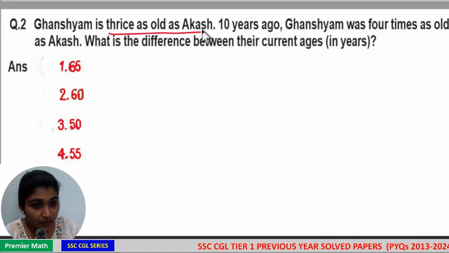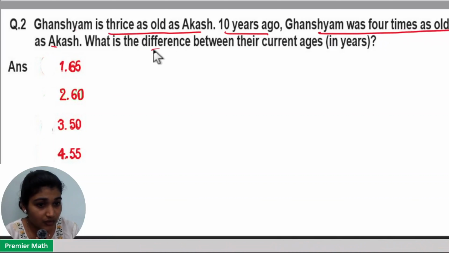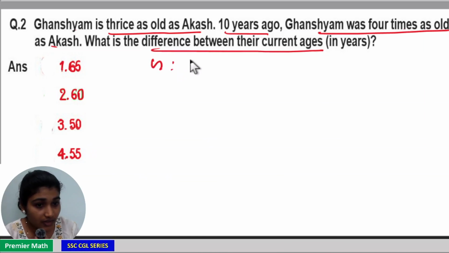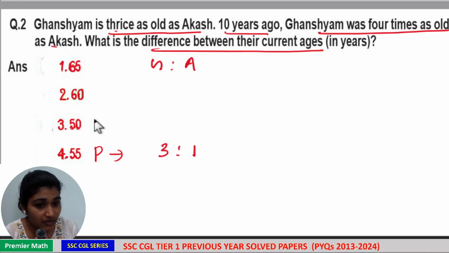Ghanshyam is thrice as old as Akash. 10 years ago, Ghanshyam was 4 times as old as Akash. What is the difference between their current ages in years? Here take the age ratio of Ghanshyam and Akash. Presently, Ghanshyam is thrice as old as Akash. That is, if Akash is 1 year old, Ghanshyam is 3 years old. 3:1 is the present age ratio.